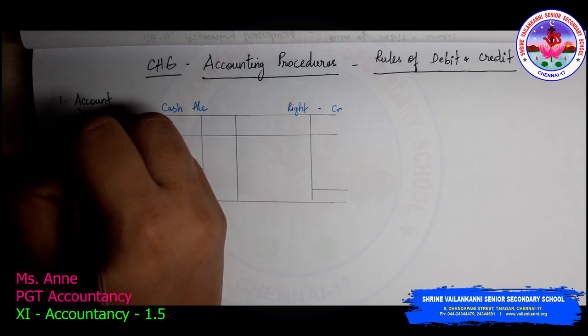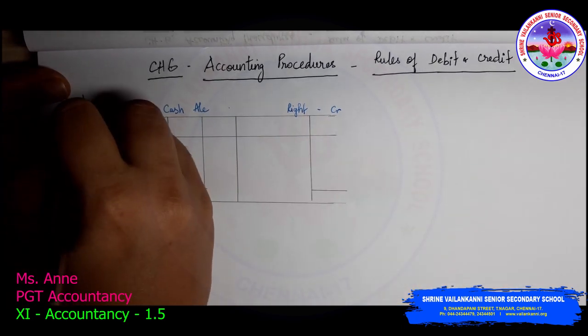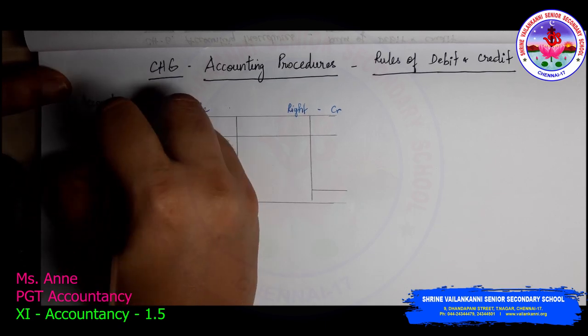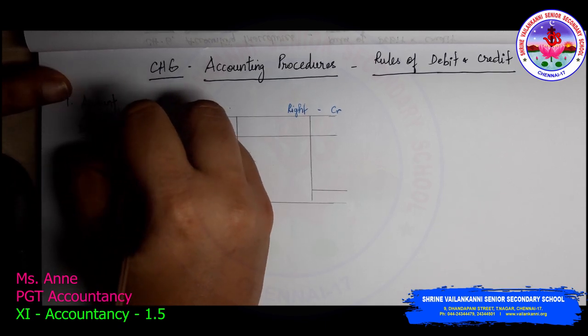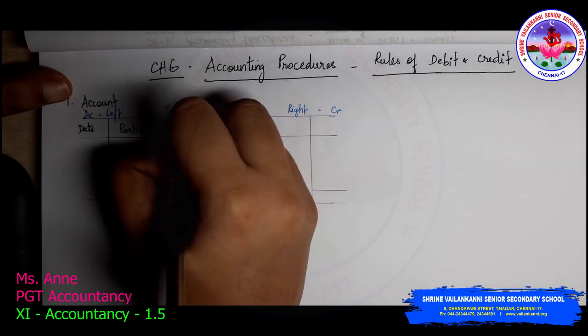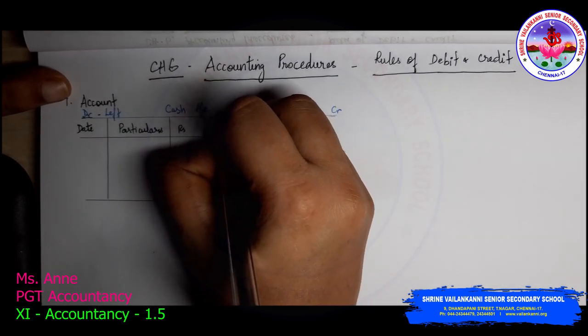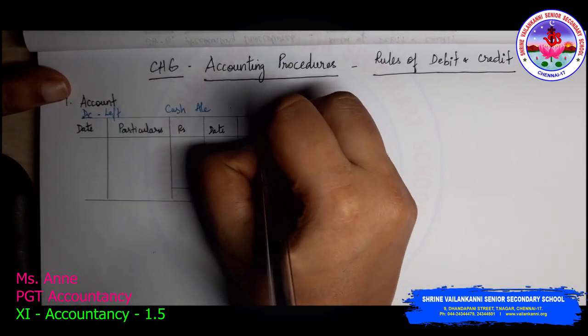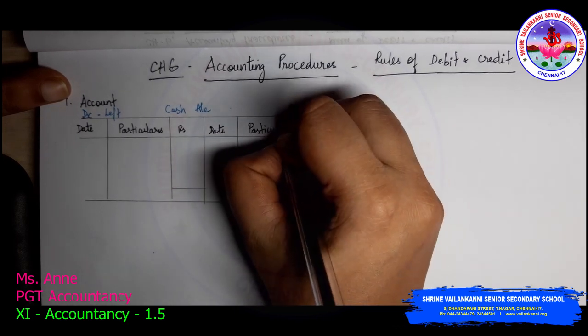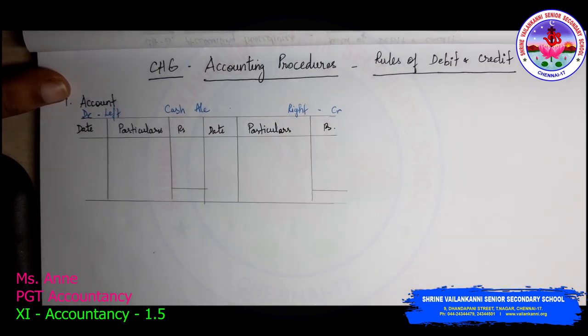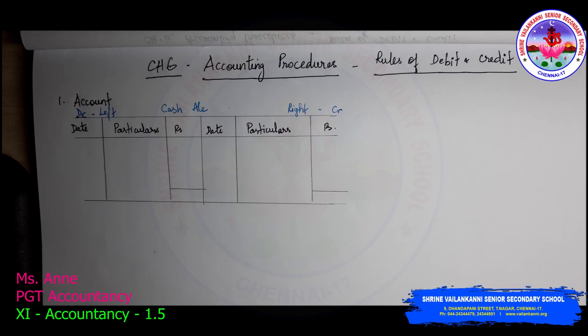So you have to write the format here. Always it is date, particulars and rupees. Date, particulars, rupees. So this is how you're going to write. This is the format of the account.